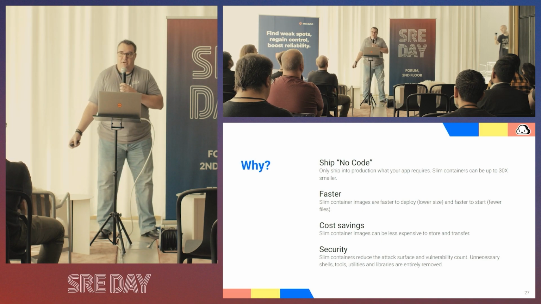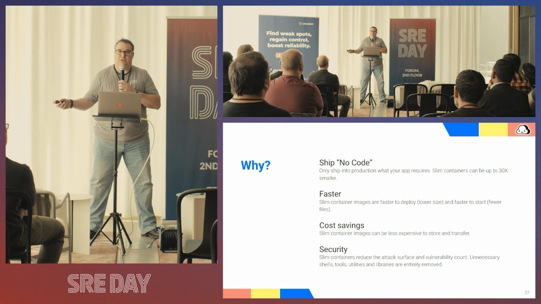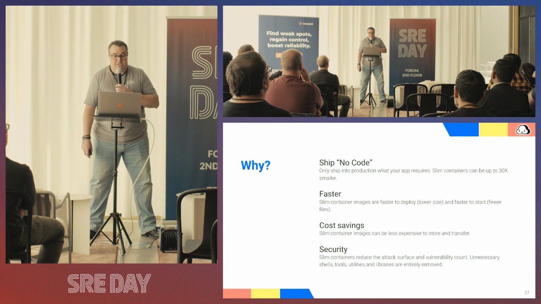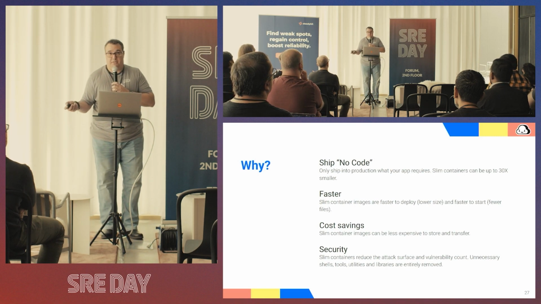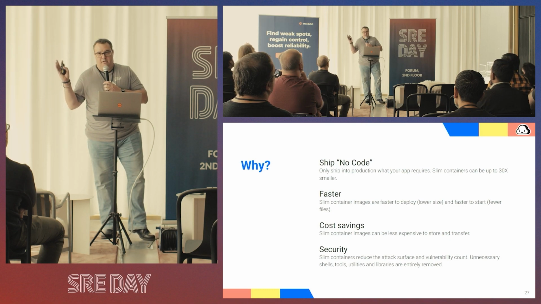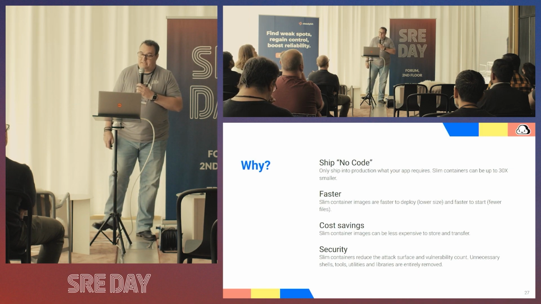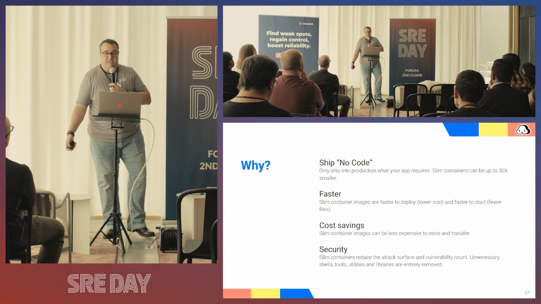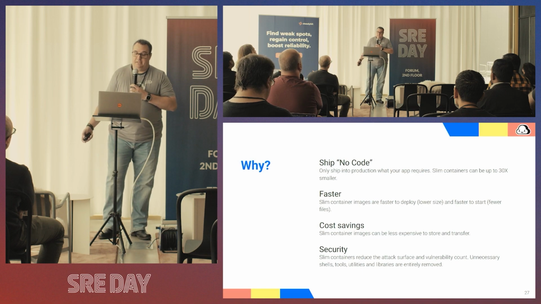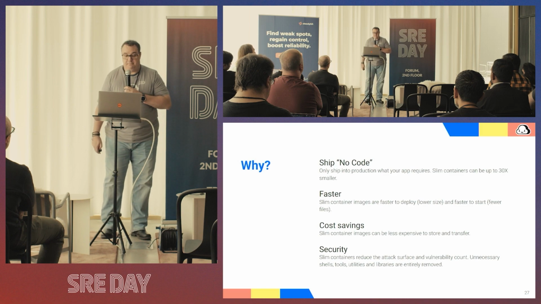If you're familiar with no code from Kelsey Hightower, ship no code, I think, is one of the mantras. So only ship into production what your app requires. So slim containers can be up to 30 times smaller, particularly with multi-gigabyte container images from the AI/ML space. Slim container images are faster to deploy due to their lower size and faster to start due to having fewer files. They can be less expensive to store and transfer, and slimmer containers reduce your attack surface.